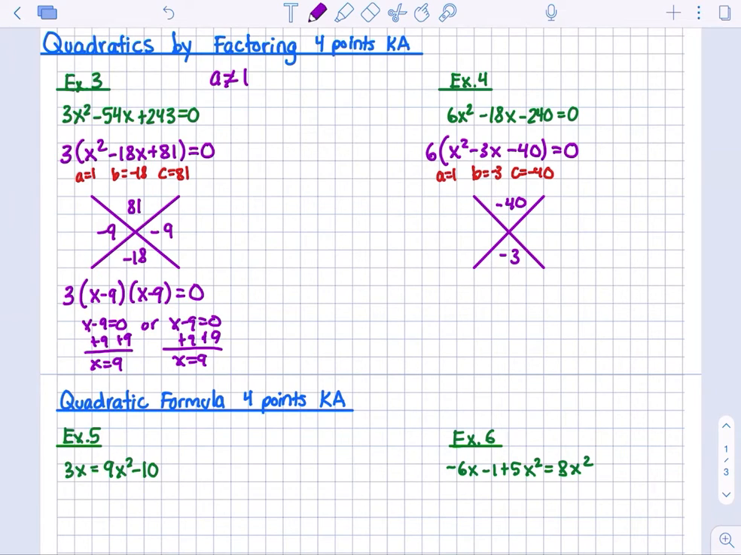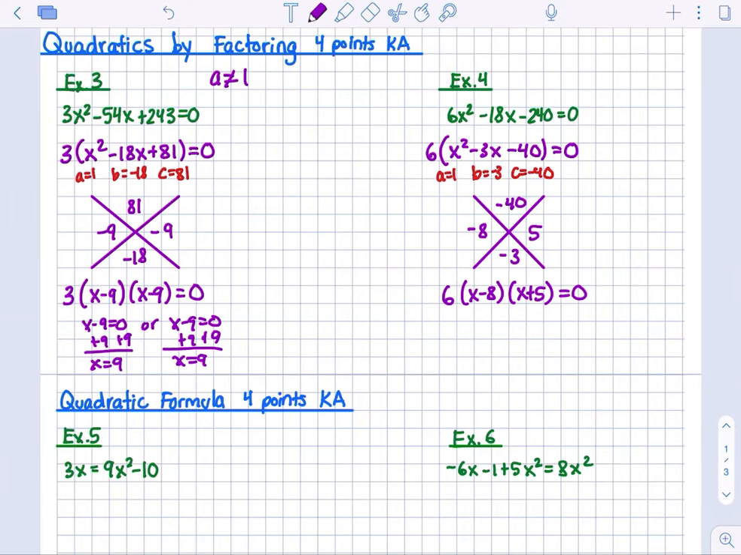Okay. Now you guys are going to think of two numbers that multiply to give you negative 40, but add to give you negative 3, and that's 8 and negative 5. And A is equal to 1, so those are going to be our factors. So 6 in parentheses, x minus 8, x plus 5 is equal to 0.